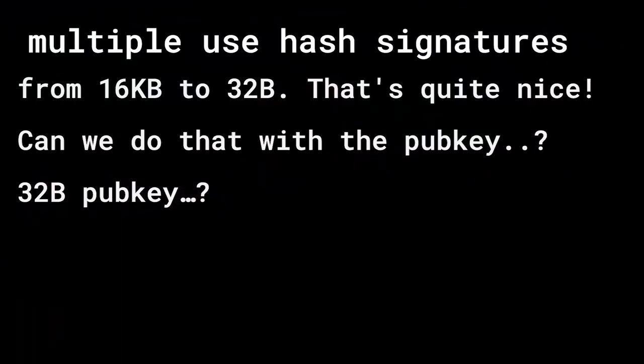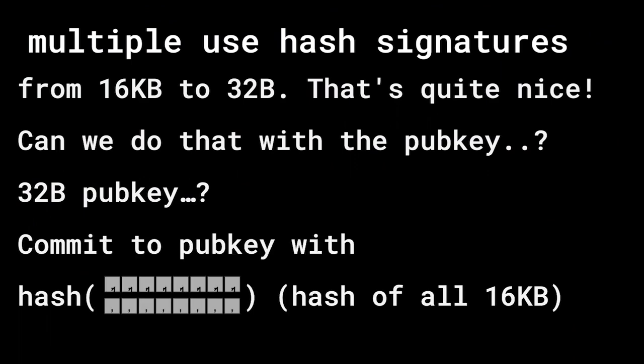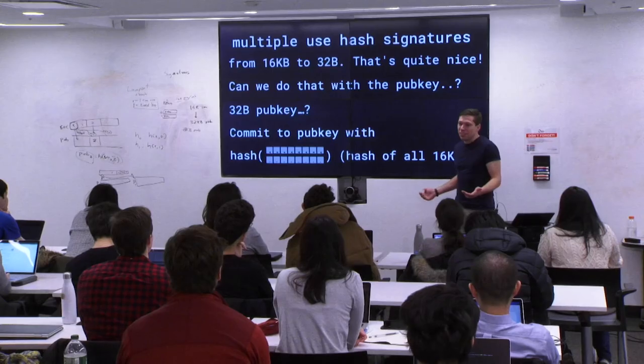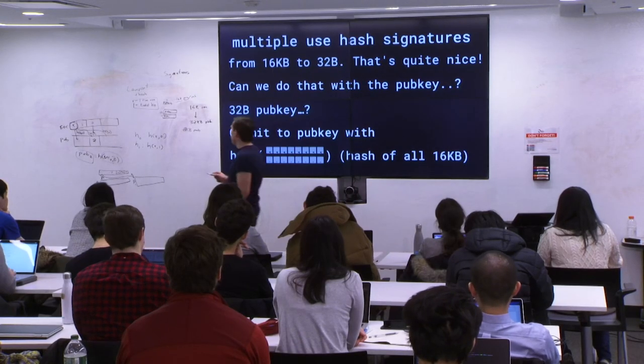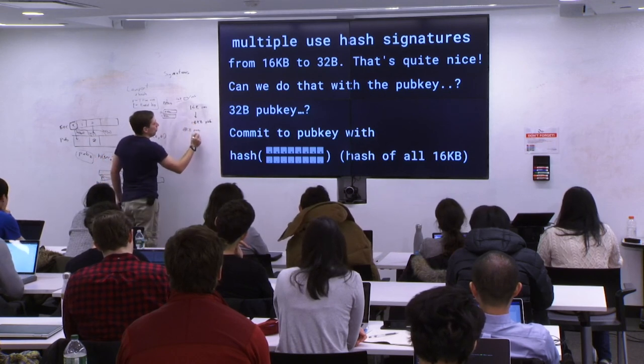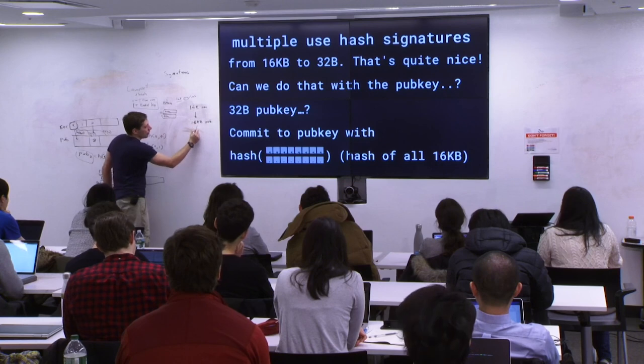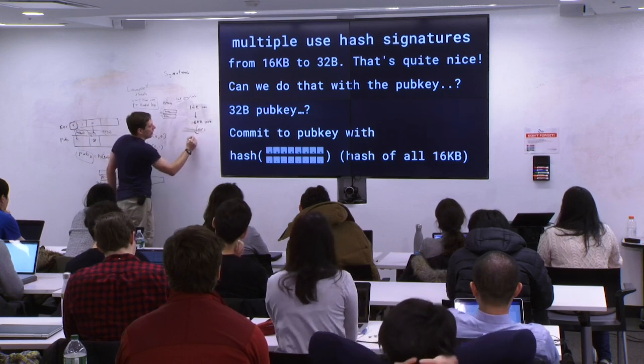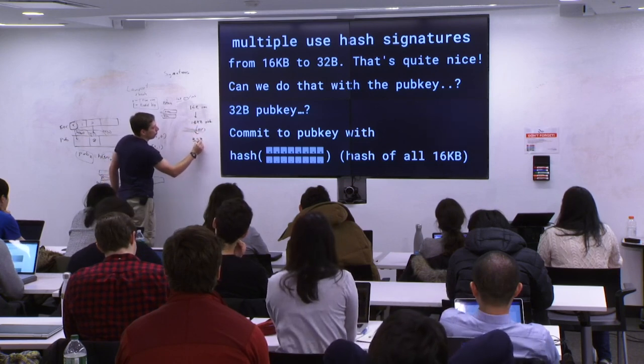Hash them, right. Okay, so you say, well, yeah, 32 byte pub key. Well, you just commit to the pub key with the hash of the whole thing, right? And I say, well, I've got my 16 kilobyte pub key. I just hash it, right? And now I have a 32 byte public key.